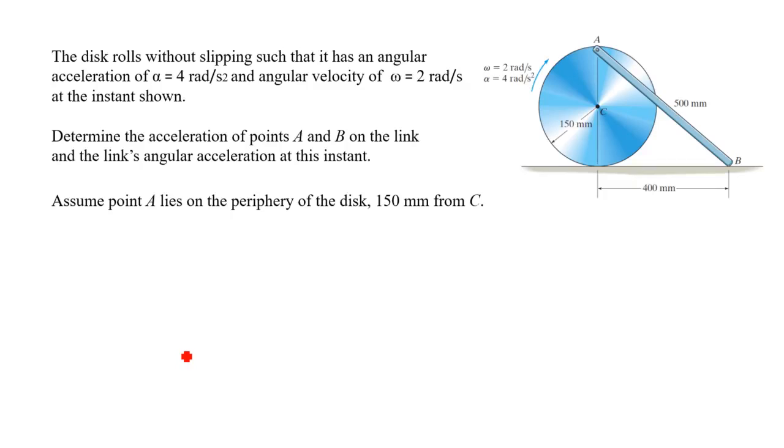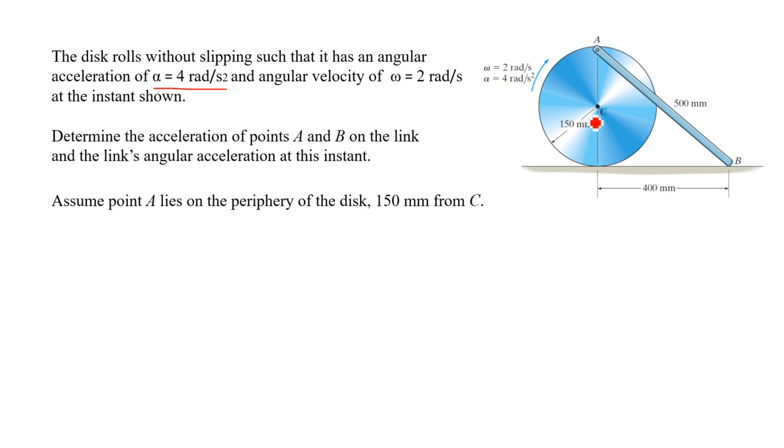So the last question for the week number 3 is going to be about this example. Now, what we have is a disk with a rod pinned to it at the point A. The disk rolls without slipping such that it has an angular acceleration alpha of 4 radian per second square, and an angular velocity omega equal to 2 radian per second at this instant shown.